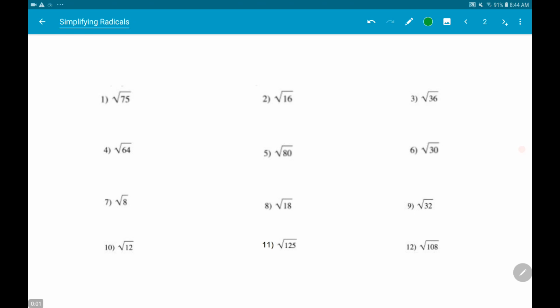Hey guys, welcome to the second part of this lesson where we're actually going to start to simplify some radicals. Now I'm going to do question number 2 here first because it's one we can already sort of do.